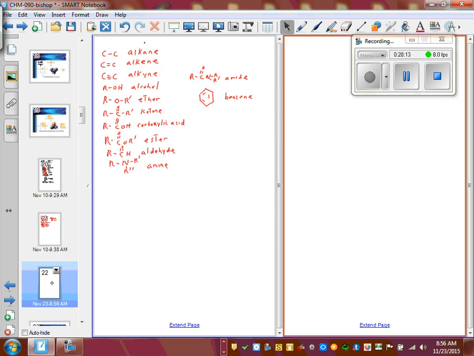All right, so there we got our list. I'm going to draw a couple of compounds. You tell me what functional groups are in there. What functional groups are in that? What would that be? Okay.